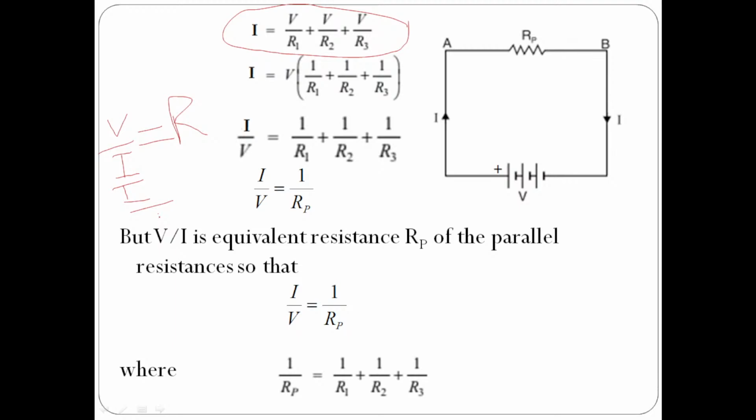Why are we writing P? It's just a notation. You can even write REQ or P. We are writing P here because all the elements are connected in parallel. In the earlier diagram for series connection, all the elements were connected in series, that's why I have written RS. Here all the elements are connected in parallel, that's why RP, nothing else. So 1 by REQ or 1 by RP is equal to 1 by R1 plus 1 by R2 plus 1 by R3.